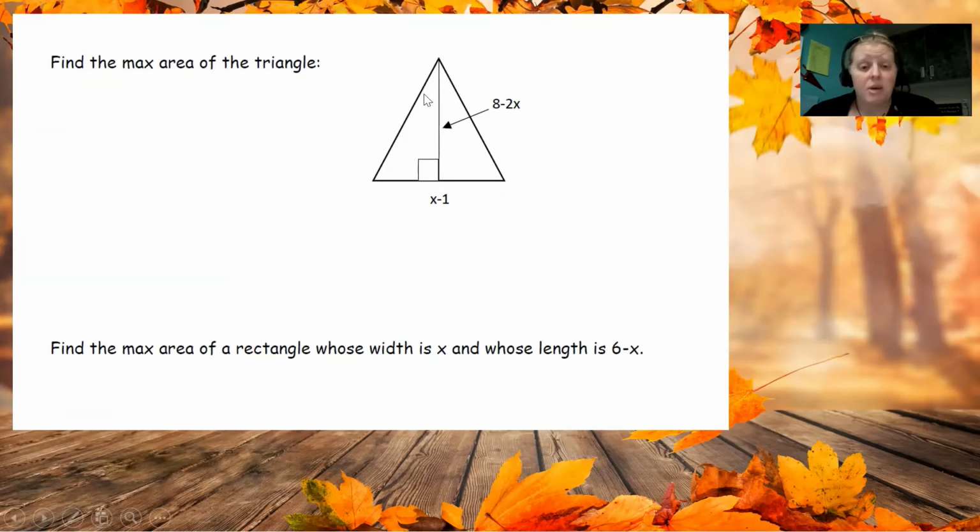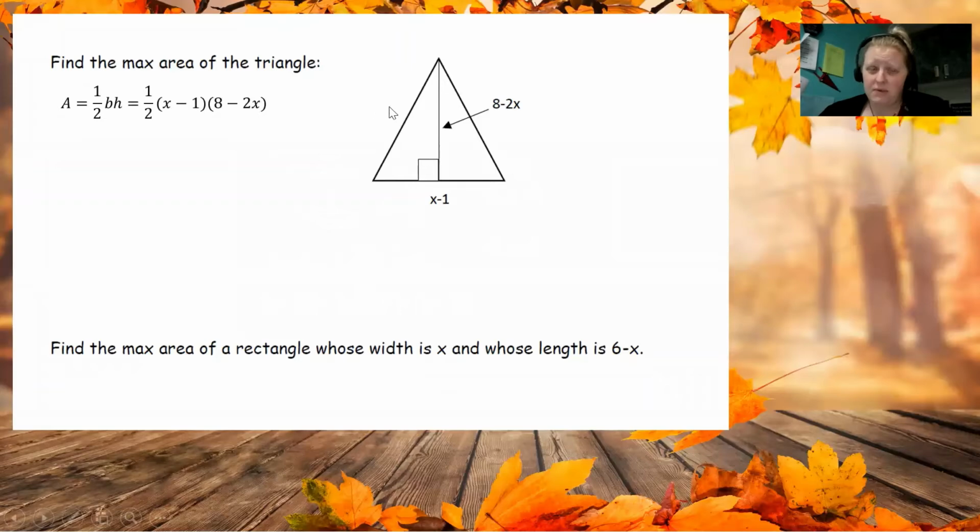Next problem here, we have a triangle. We have done a triangle problem before, but it's been a little while, so again, just refreshing the memory. If you remember correctly, the area of a triangle is 1/2 times base times height. So our base would be x minus 1, and our height would be 8 minus 2x. So this is the setup that we want to work with.